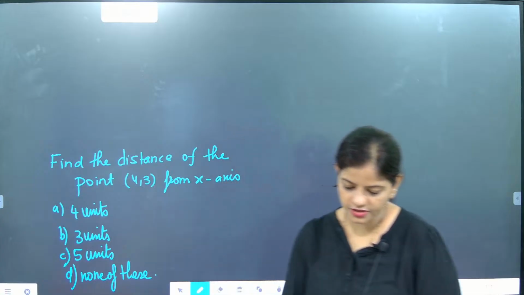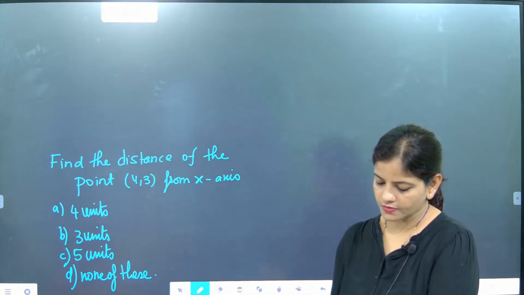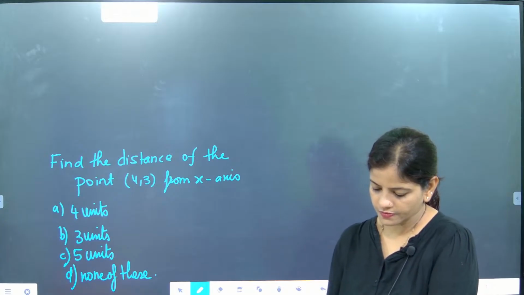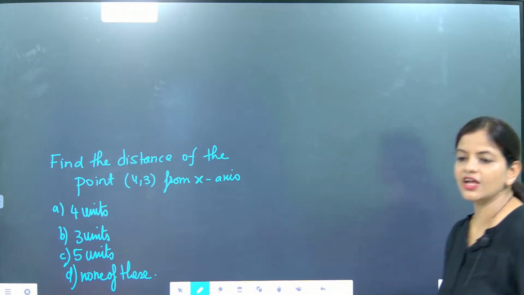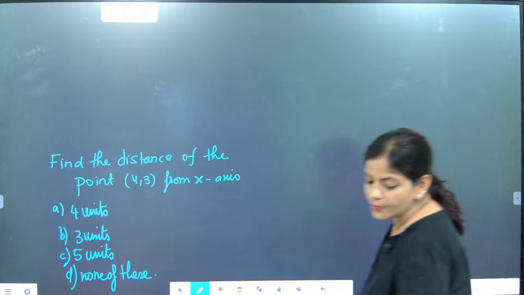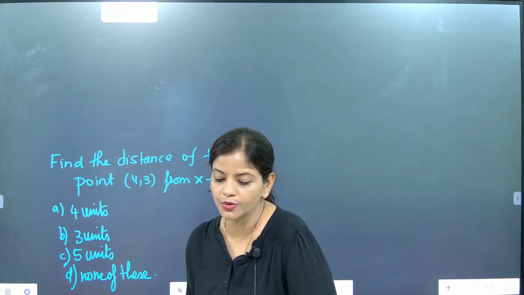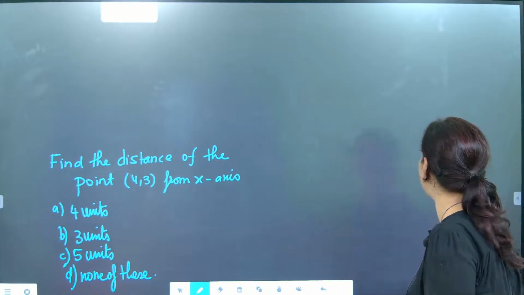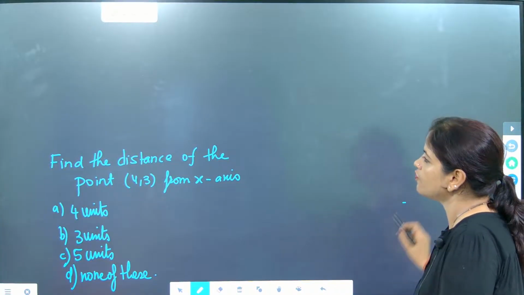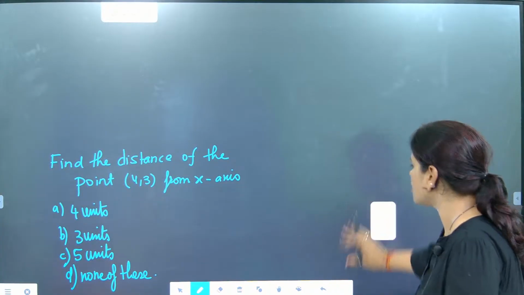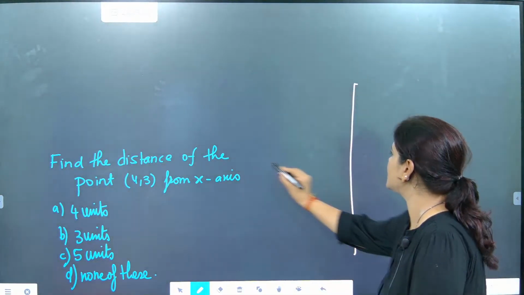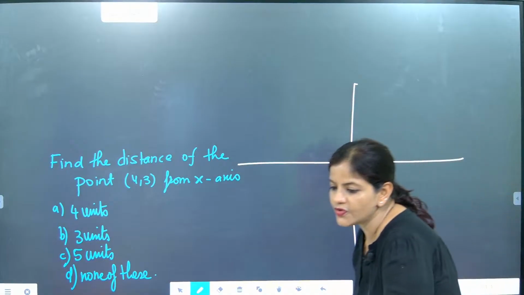Come on, who can answer this? It is exactly how much, beta? 4 units. But how do we come to know it is 4 units? So let's see. We will draw that point first. First, we will solve the questions very technically, one by one, with technicalities. First we will draw this line. Okay, Bhavya, first we will locate the point.